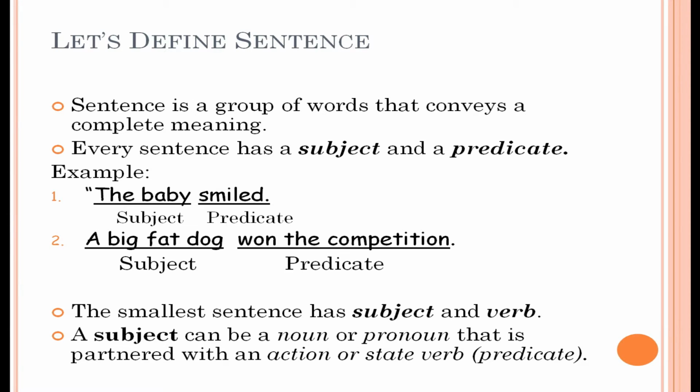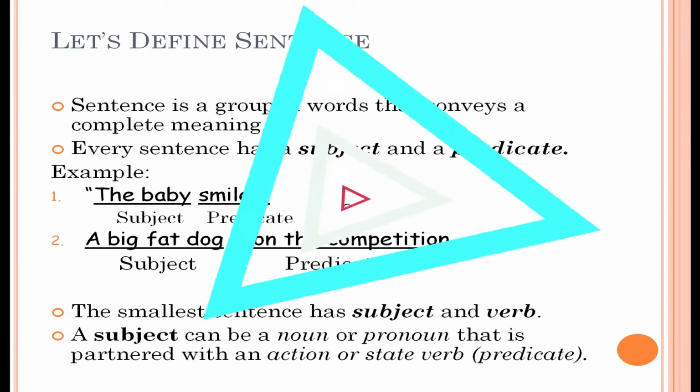And a subject as well as a predicate can have more than one word, as we have seen in the second example. So there are 2 points to be considered. Number 1, the smallest sentence has a subject and verb, and a subject can be a noun or pronoun that is partnered with an action or state verb.